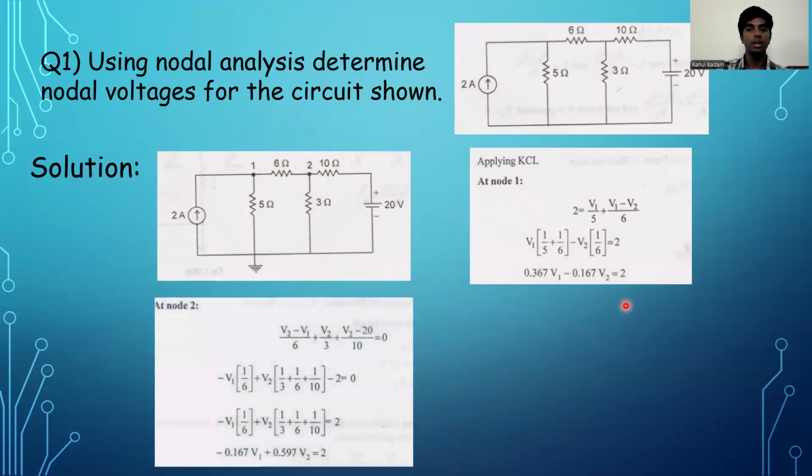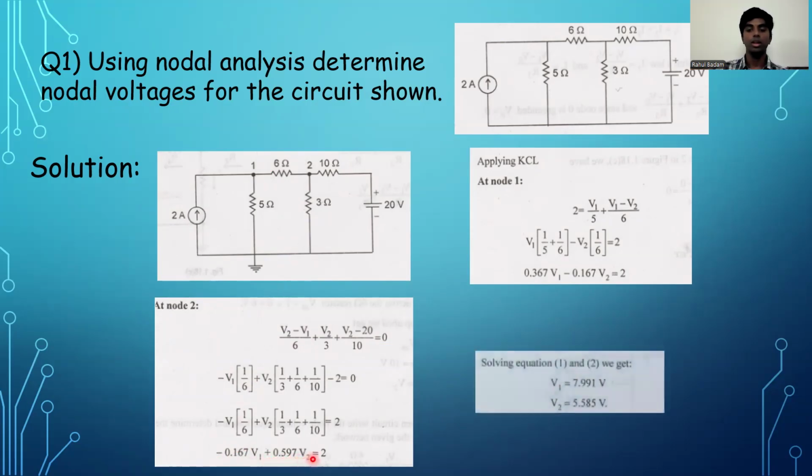In a similar fashion, we apply nodal analysis at node 2, which says (V2 minus V1) by 6 plus V2 by 3 plus (V2 minus 20) by 10. Now, we are doing this because V by R is I, which is the basic application of KCL and Ohm's law. On solving this equation, we get minus 0.167 V1 plus 0.597 V2 is equal to 2. Now, on solving both these equations, we get V1 as 7.991 and V2 as 5.585 volts, respectively.